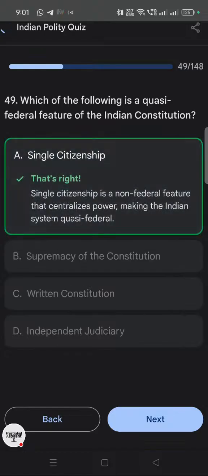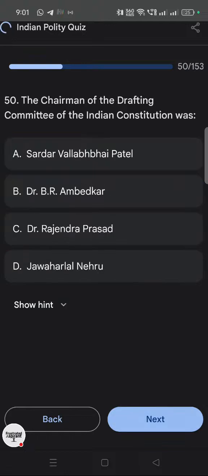Single citizenship is a non-federal feature that centralizes power. The chairman of the drafting committee of the Indian Constitution was Dr. Ambedkar.